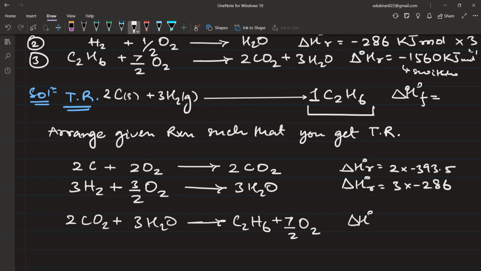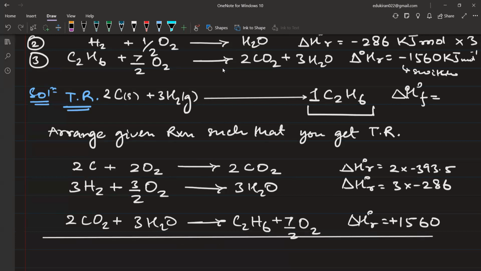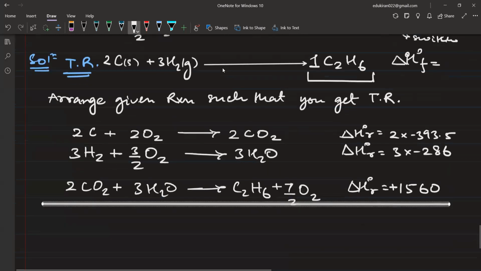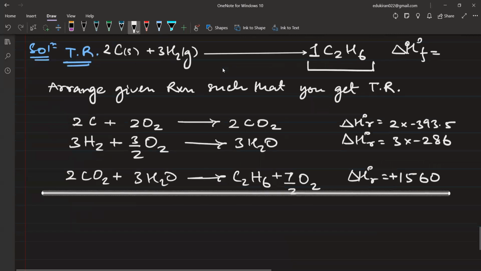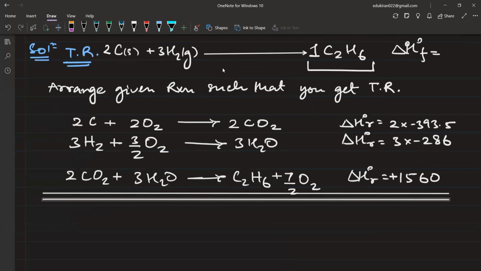Enthalpy of this reaction क्या हो जाएगा जरा बताइएगा? What will be the enthalpy of this reaction? अरे 1560. Positive में ना, plus 1560 kilojoules per mole. Now you just need to add this whole thing. ठीक है, ऐड कर दीजिए आप. So you can cancel pretty much everything.